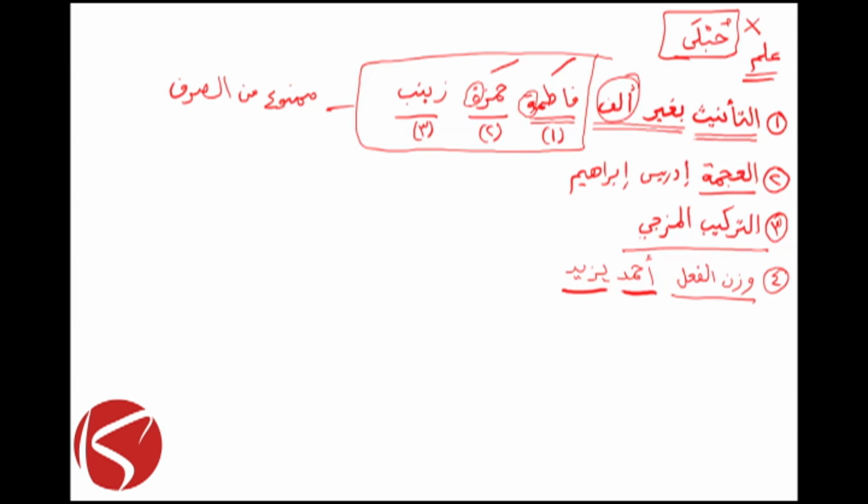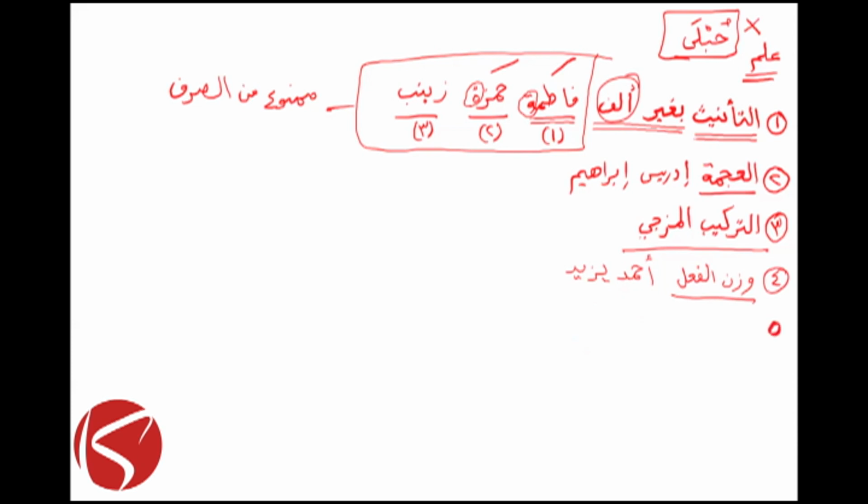So this looks like a fi'l mudari', right? This one also looks like a fi'l mudari', right? So the structure is the structure of a verb. The wazn means structure. So it's the structure of a verb, okay?